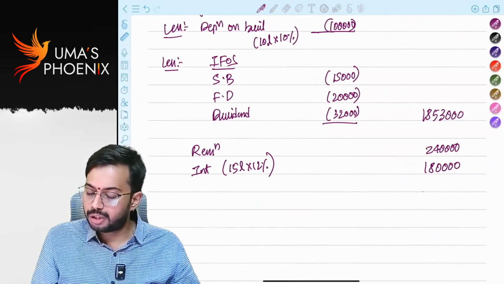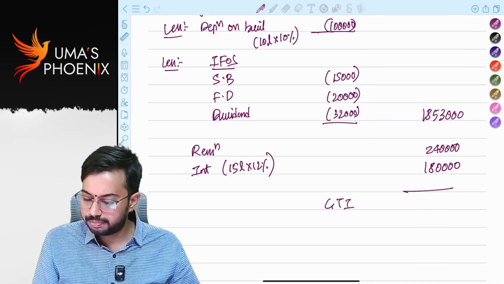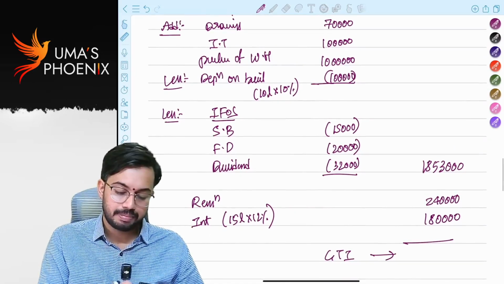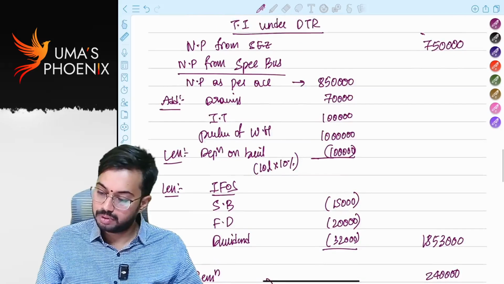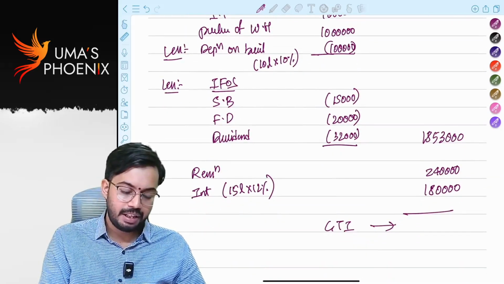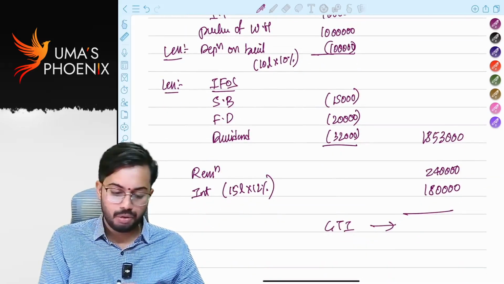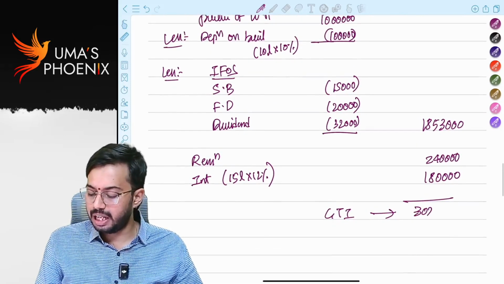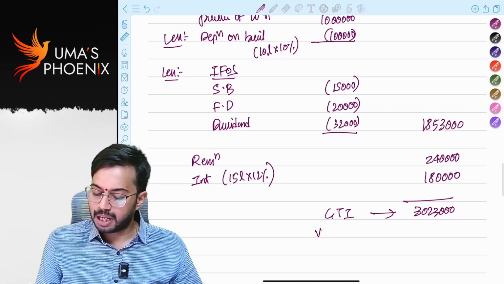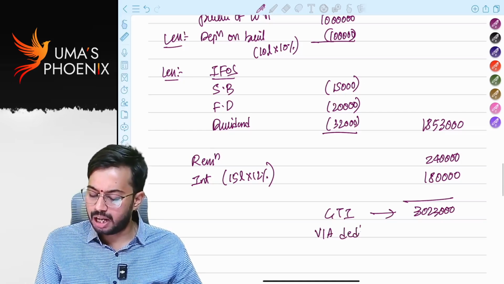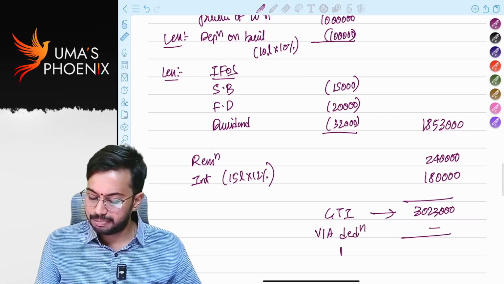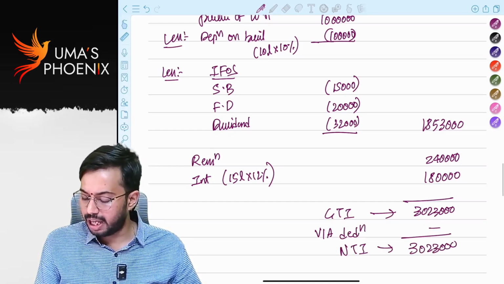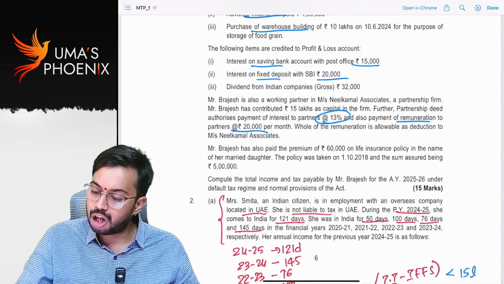So how much is total income, gross total income? 7,50,000 plus 18,53,000 plus 2,40,000 plus 1,80,000. 30,23,000. Chapter 6A deductions are not allowed under default tax regime. So net total income is 30,23,000. Okay. Let me check whether it is correct or not.